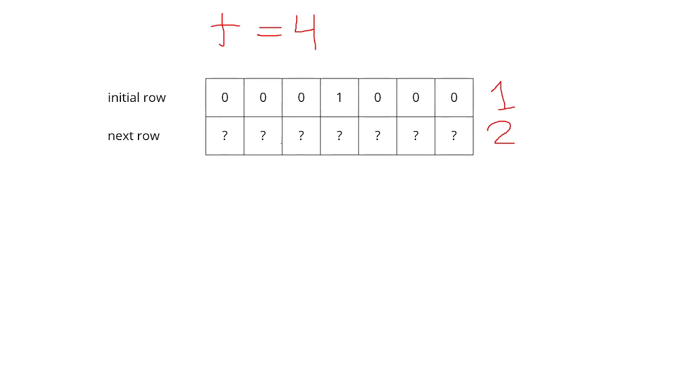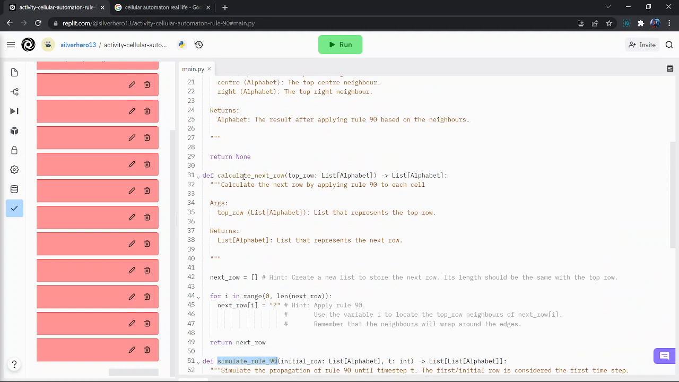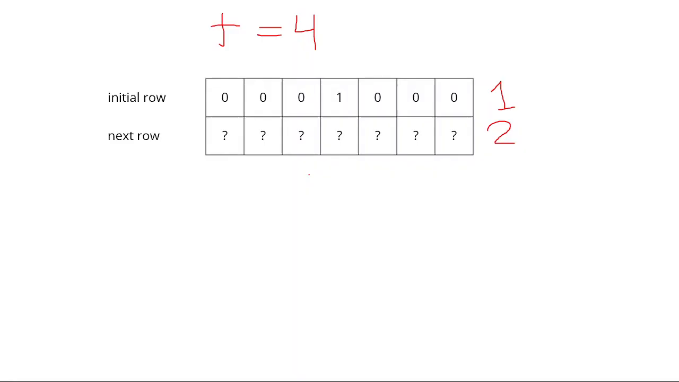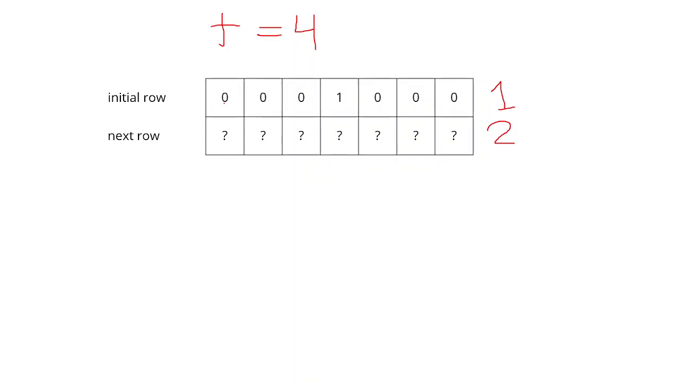So meaning we will now calculate the next row. To calculate the next row, you just apply the calculate next row function. Its input is the row above, right? So after running calculate next row on this input, the result is this next row. If we go to the next slide, this is the result of calculate next row.